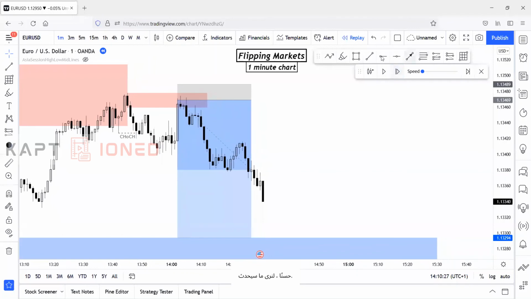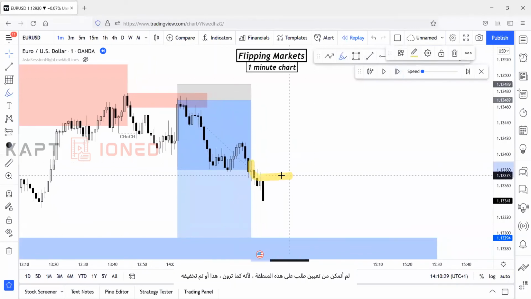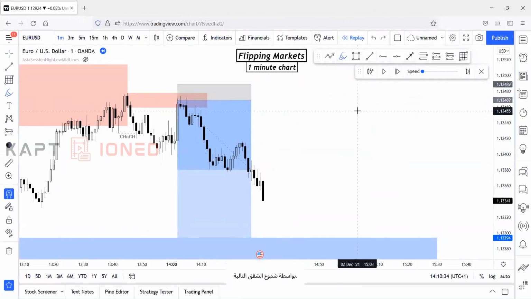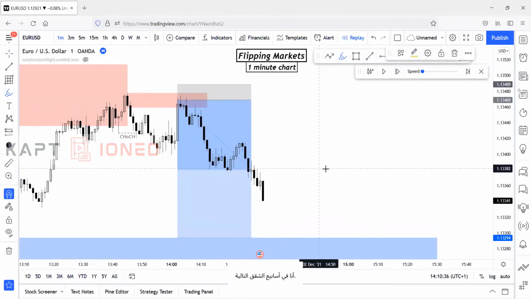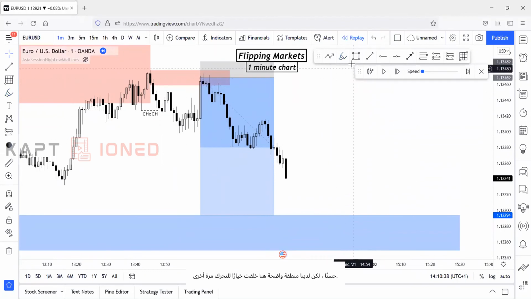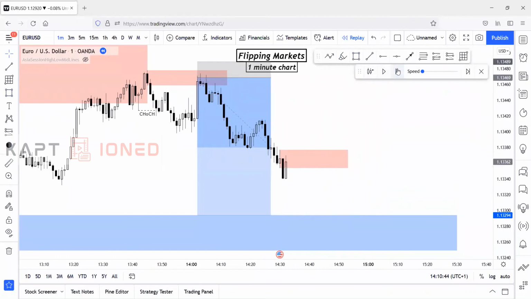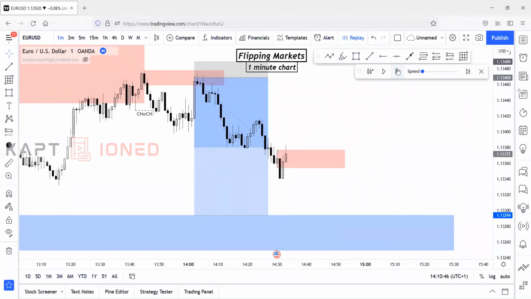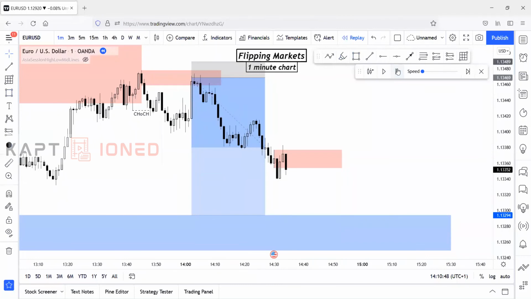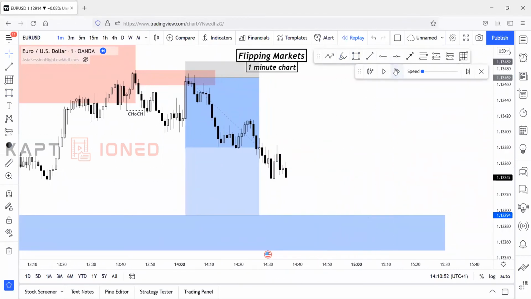Okay, let's see what happens. Actually, I couldn't set an order on this zone because, as you can see, it is already mitigated by the candles of the following candles. I mean the wicks of the following candles. So yeah, but we have a clear zone here that created an efficient move again. Okay, that's actually broken. So this is irrelevant.